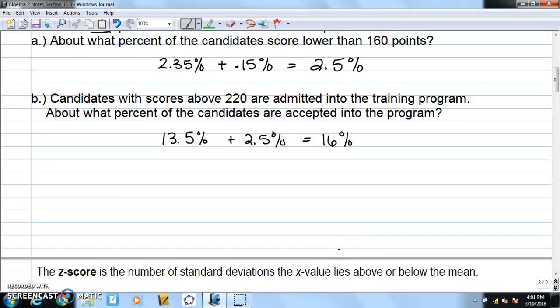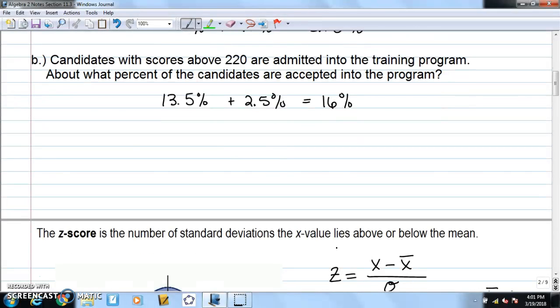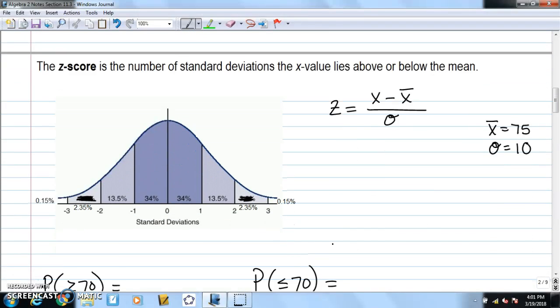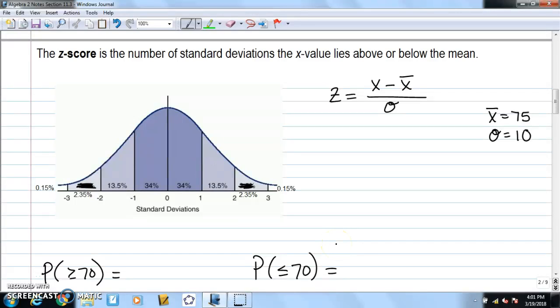Okay, so that's all well and good if it lands exactly at plus or minus 1, or plus or minus 2, etc. But what if it doesn't? That's when the z-score comes in handy. So a z-score is simply the number of standard deviations the x-value lies above or below the mean. So if it's not exact, maybe it only lies a half or 3/4 of a standard deviation away. Okay, well, how can we find that? Well, our z-score is actually that standard deviation. So this is what we do. We take our target value, so what we're looking for, minus the mean divided by our standard deviation.